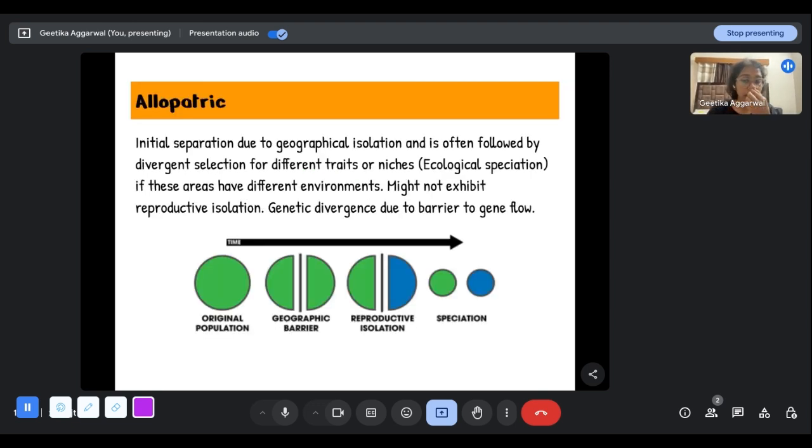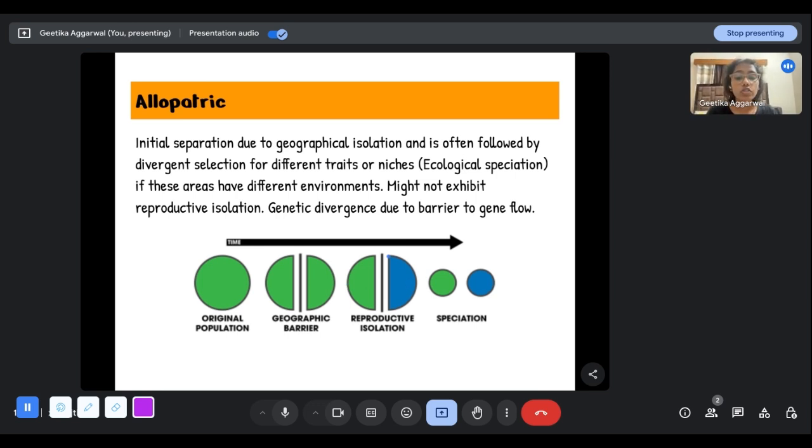Coming to describe in more detail what allopatric speciation is. There is an initial separation of an original population due to the development of a geographical barrier. For example, say there is a population and suddenly a river changes its course and starts flowing through this population, and it separates them into two different populations. And this is eventually followed by divergent selection for different traits, for different niches.